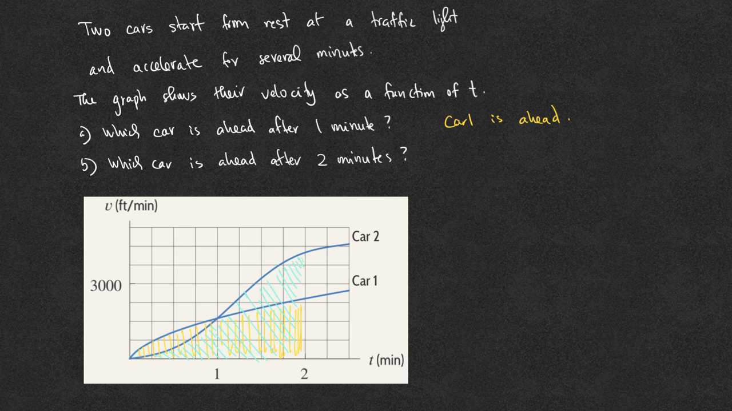Comparing the area under the curve from 0 to 2, we see that the area under curve car 2 is more than the area under the curve car 1 during the 0 to 2 interval. So we conclude that after 2 minutes, car 2 is ahead.